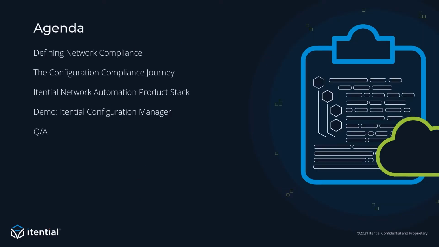Okay, so for today, just a couple of things we're going to cover again. We're going to recover some ground here for those of you who haven't joined us in the other ones of this series. So we're going to define network compliance. We're going to talk about why it's important. We're going to talk about the configuration compliance journey and the specific parts that we're going to be covering today in Rich's demonstration. We're going to talk about Itential's network automation product stack and how Configuration Manager fits into that. And then we'll jump into the good stuff and let you guys see Rich doing his thing in Itential's Configuration Manager.